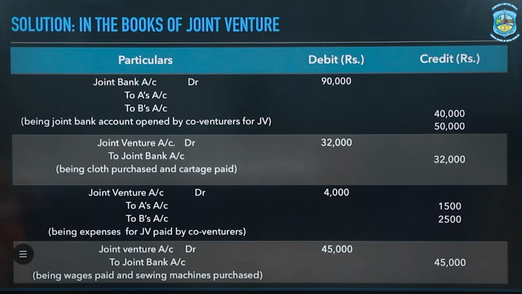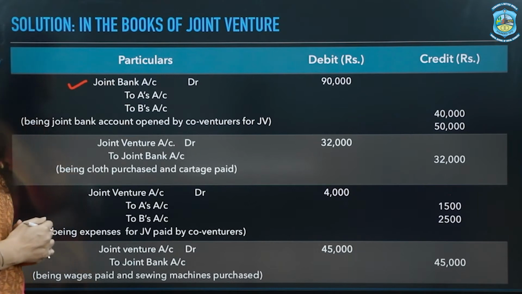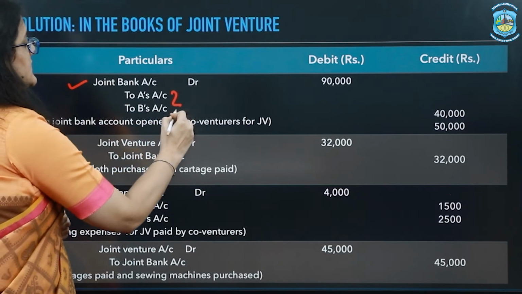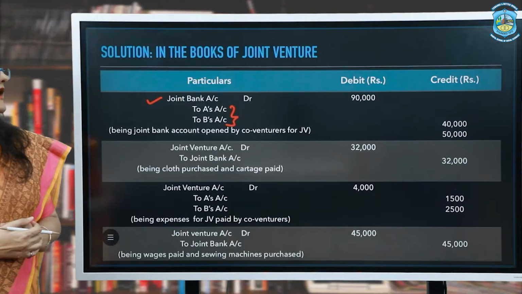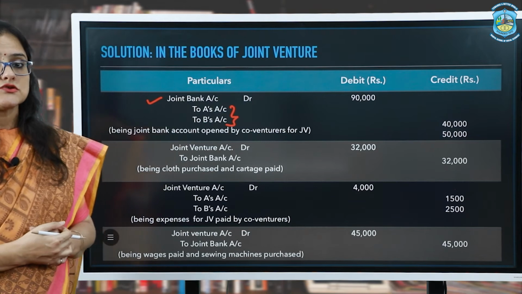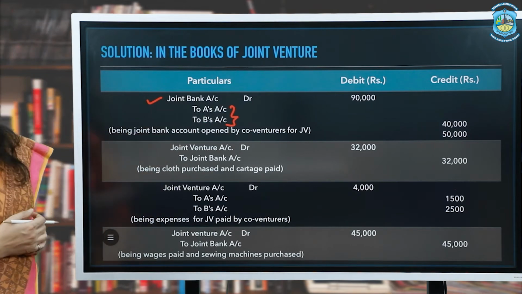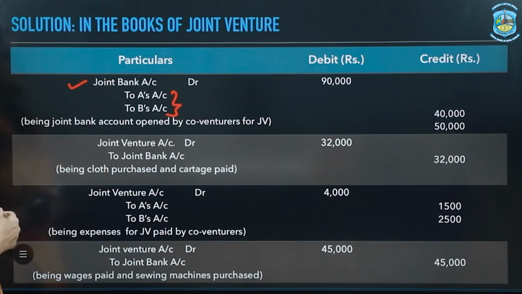As you remember, the joint venture has started with the contributions made by A and B in the joint bank account. So they have opened a joint bank account. So the entry is joint bank account debit to the partner's personal account, to A's account, to B's account. And the respective contribution is deposited in the bank. 90,000 is the total contribution, which includes 40 from A and 50 from B. So this is the capital contribution for opening the joint bank account.